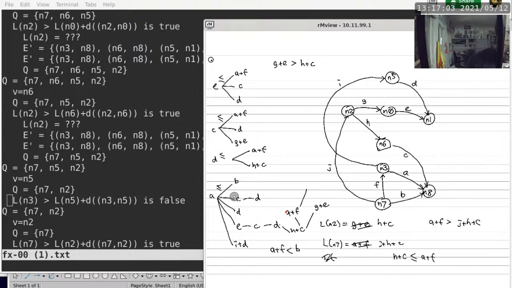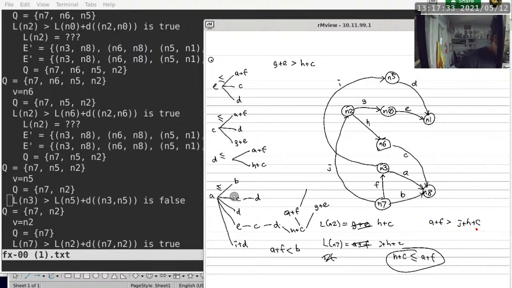So H plus C plus J is less than A plus F, so that's why H plus C itself has to be less than A plus F also. Then we look at A plus F: is it less than or equal to something else? No, it's greater than. Oh, okay, I forgot that we got this, which is encoded into here.